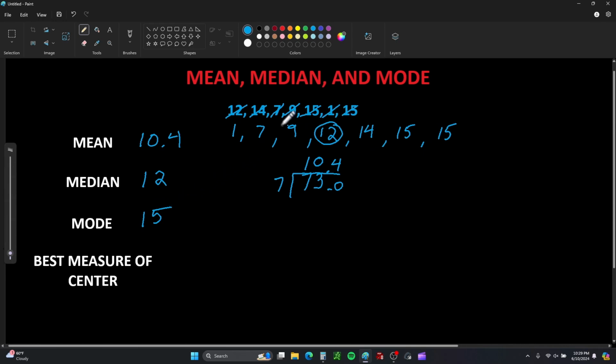Now, when I look at this number set, is there one number that's very different? Well, these are pretty closely spaced, but the 1 is very different from the others, so that's called an outlier. When I have an outlier, I don't use the mean, I use the median unless there's 3 or more of the mode. I only have 2 of the mode, so this one is median. I write median over here.